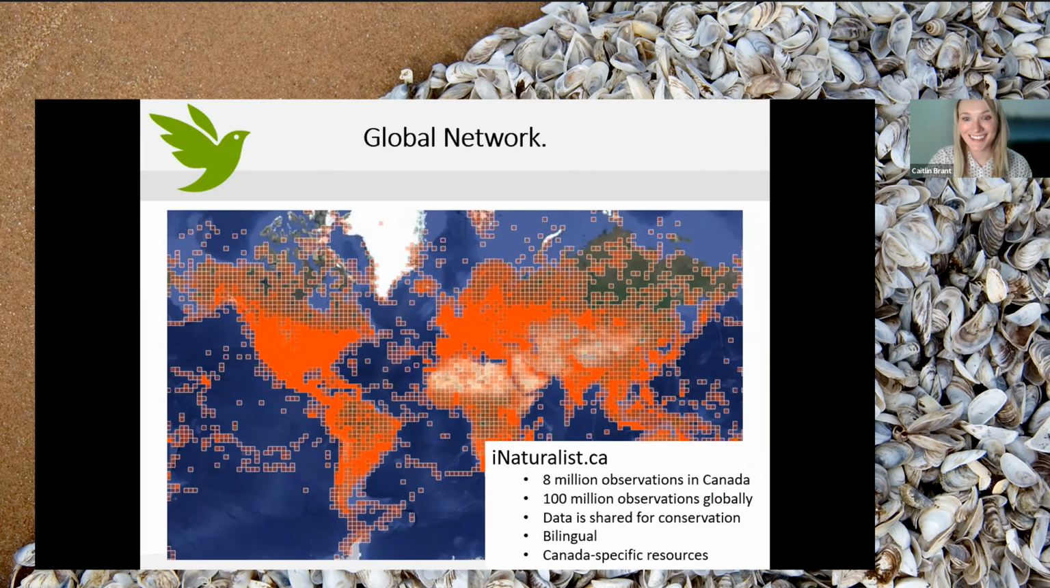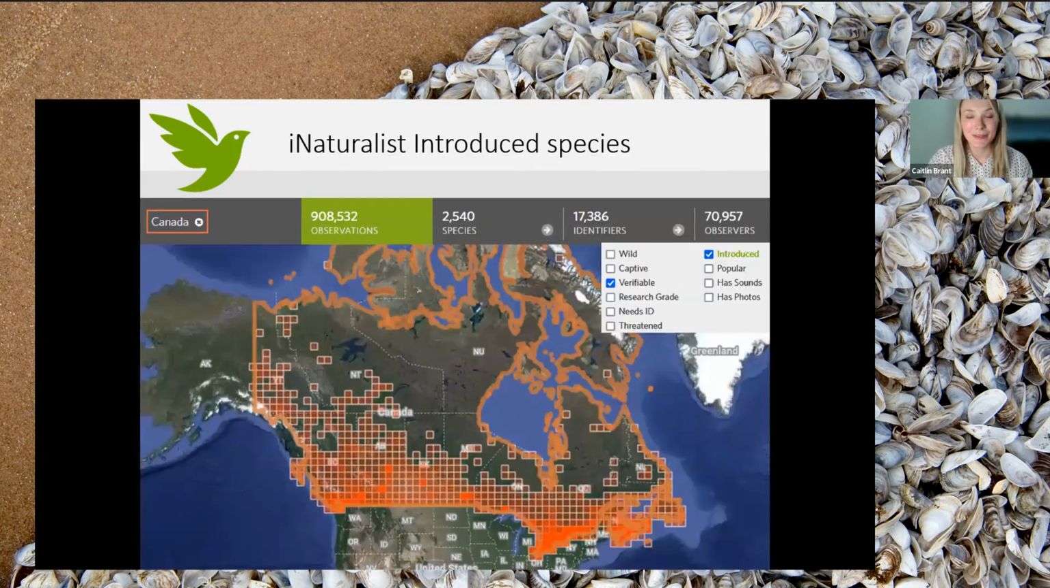So there's the stats. For introduced species, which we're going to be talking about today, you can actually search for introduced species on iNaturalist. If you go to iNaturalist and the Explore tab, there's a filters button in orange. You can click on that, and from there, you can click introduced. Verifiable means that it has a photo or sound recording, location, and date, and that's just to make sure we know what we saw.